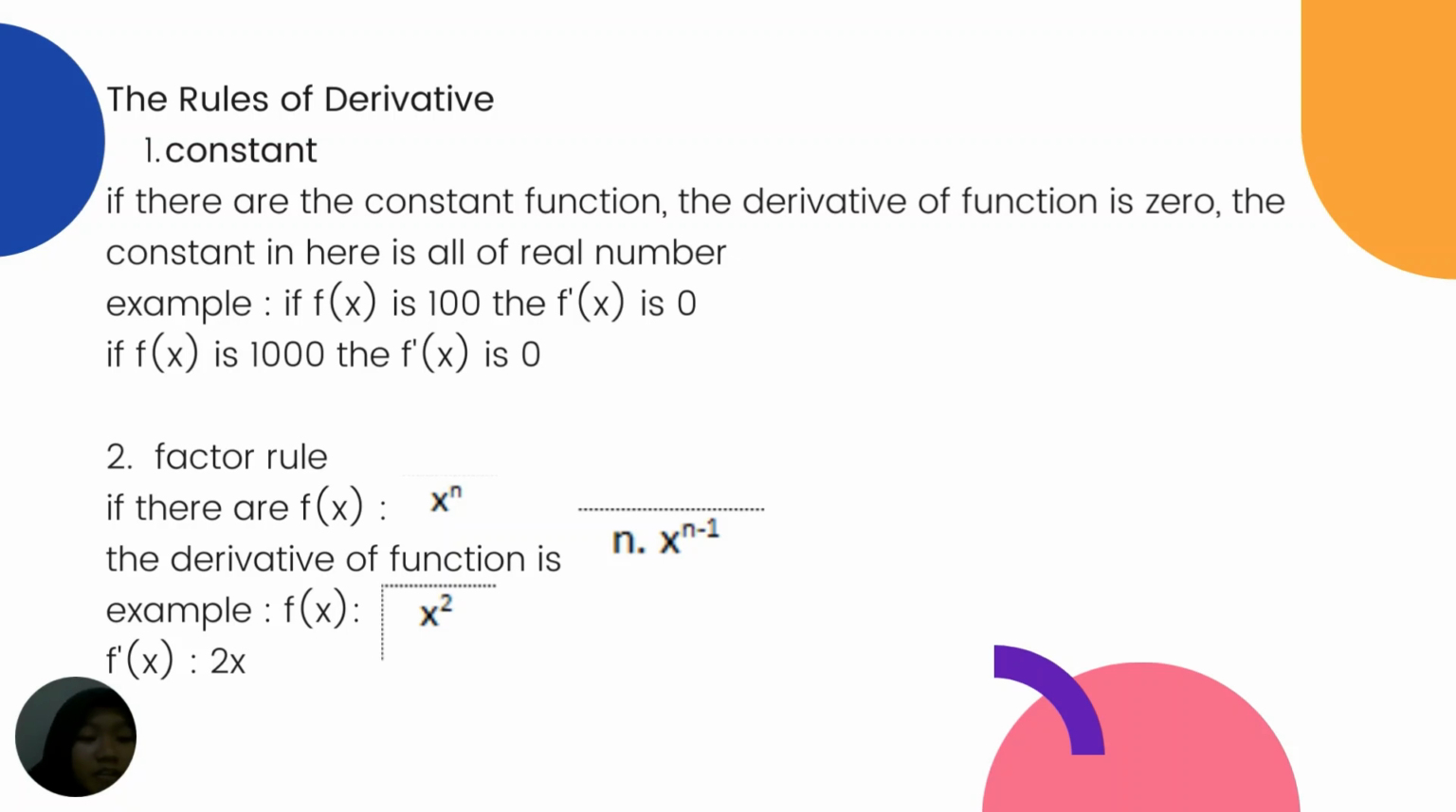Okay, the next is the power rule. If f x is x to the power of n, the derivative of the function is n times x to the power of n minus 1. For example, f x is x to the power of 2. 2 in here is n. We get f prime x is 2 times x to the power of 2 minus 1, and then we get f prime x is 2x.